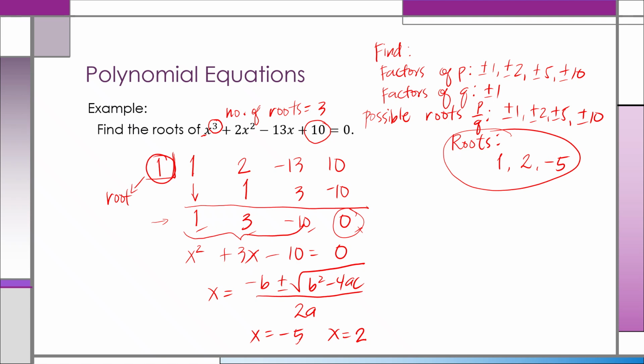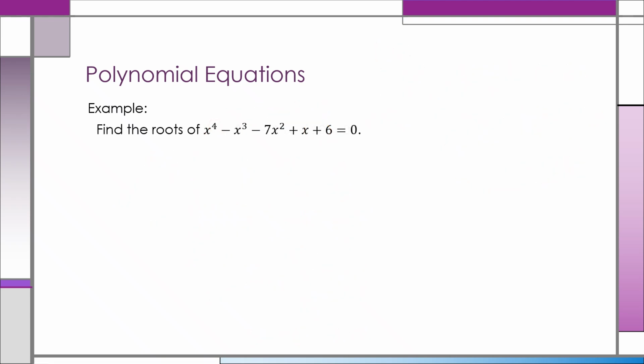Next example. Our next example here is to find the roots of x raised to 4 minus x cubed minus 7x squared plus x plus 6 is equal to 0. Now, I'll ask you, how many roots do we have in this given polynomial equation? If you said 4, then you're right. Therefore, there will be 4 solutions or 4 roots.